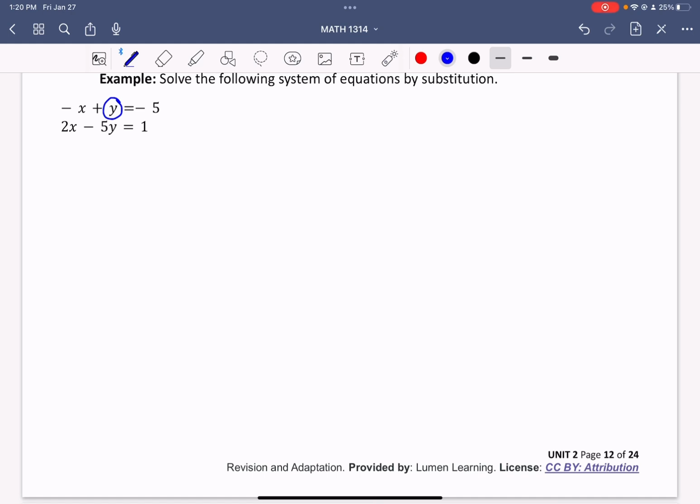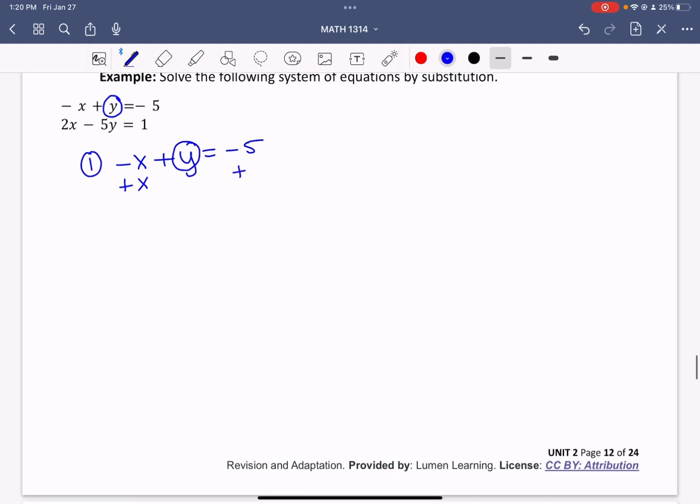But I'm looking at it, I'm thinking this y is going to be pretty easy. It doesn't have a 2 or 5 attached. It doesn't even have a negative attached. So for me, step 1, I want to take the easiest route here. I am going to get this y by itself. To do that, I'm going to have to add x to both sides. So it gives me y equal to x minus 5. So I can see that I now have step number 1, solve one of the equations for one of the variables. I was able to get y by itself.